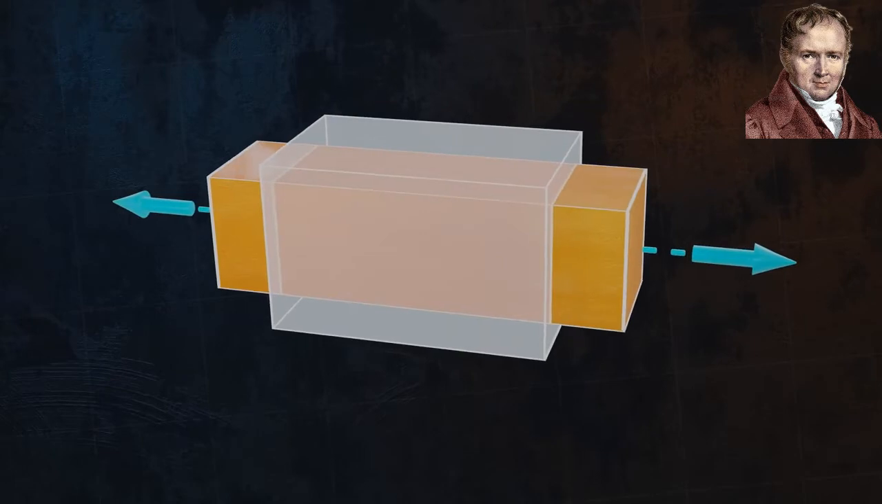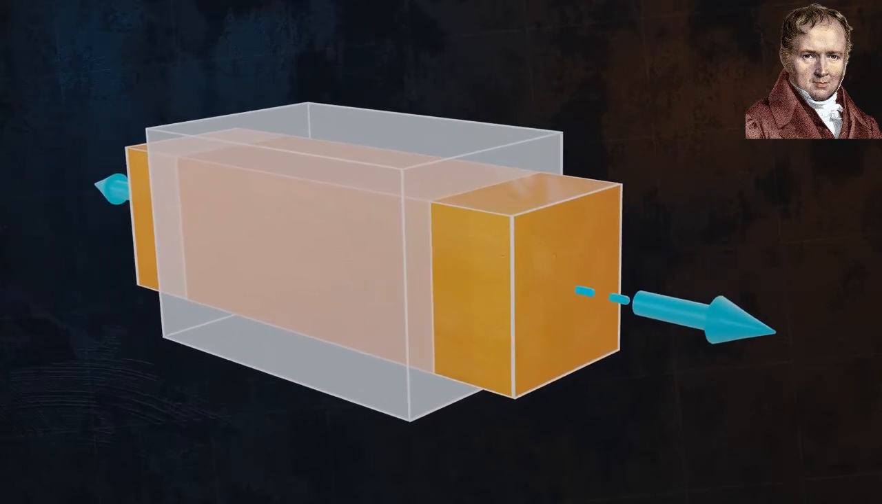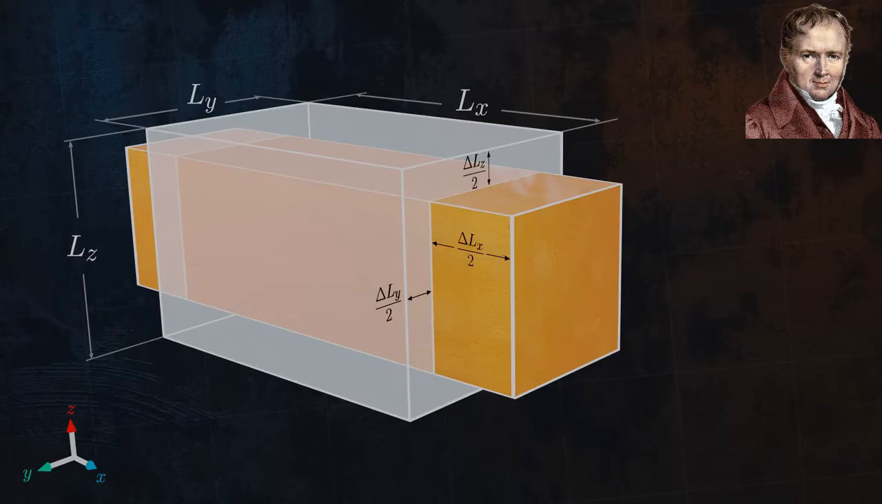To define Poisson's ratio more precisely, let's take a closer look at the case where a tensile force is applied. First, let's give names to the various parameters involved. Lx, Ly, and Lz are the original dimensions of our cuboid along the x, y, and z axes. Delta Lx, delta Ly, and delta Lz are the changes in these dimensions after the load has been applied. They are shown as being divided by 2 because the change in dimension occurs on both sides of the object.